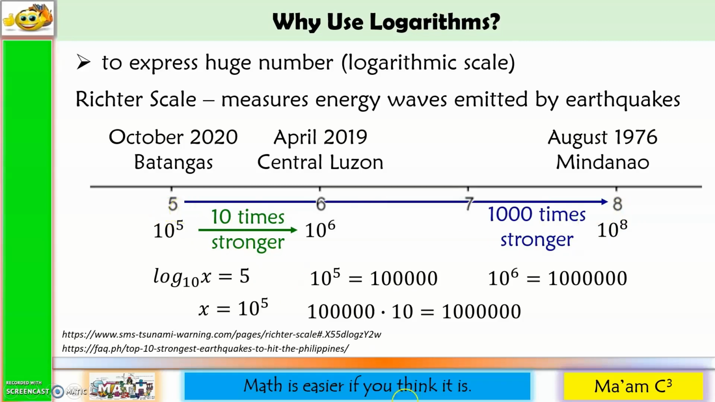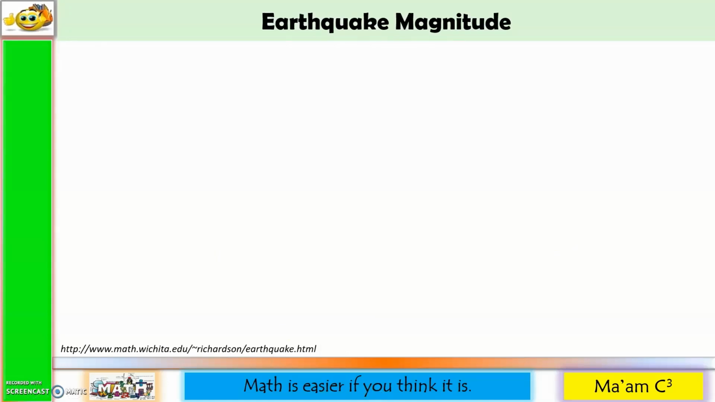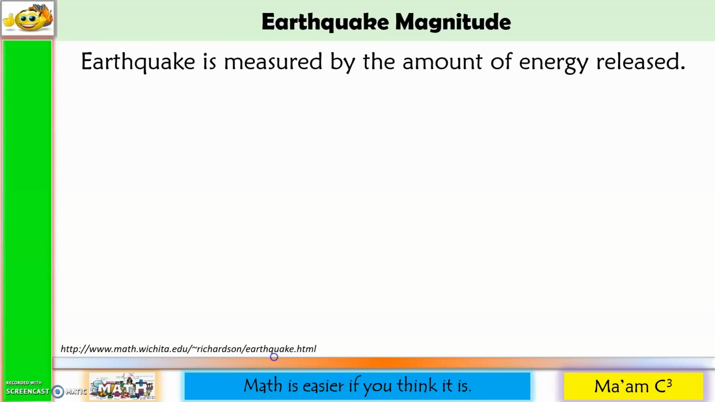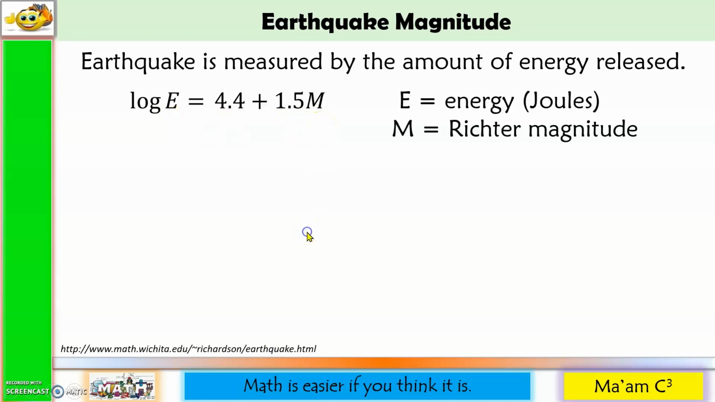But wait, stronger in what? An increase of 1 in the Richter scale means a tenfold increase in the amplitude of the wave, but not a tenfold increase in the size or energy released by the earthquake. A better measure of the size of an earthquake is the amount of energy released by it. And it is given by the formula, the logarithm of E is equal to 4.4 plus 1.5 m. E here is the energy in joules and m is the magnitude in Richter scale.